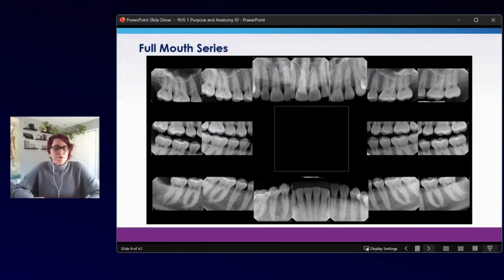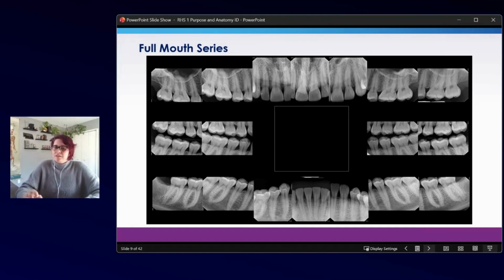When we put our intraoral exams together, our PAs and our bite wings, we put them all together into one nice series. This is called a full mouth series. This full mouth series includes all of the teeth in a person's mouth. We've got periapical images of our maxillary teeth all the way across, periapical images of our mandibular teeth all the way across, and we've got bite wings in the middle.